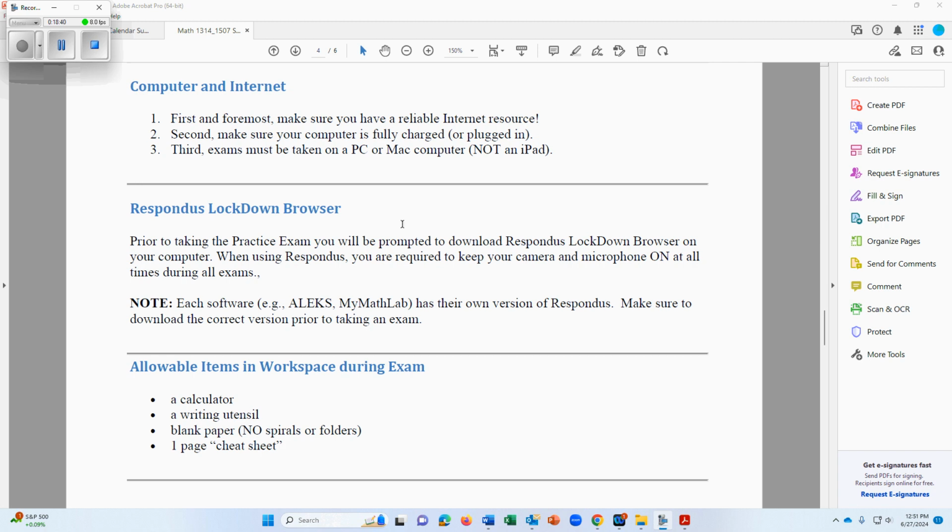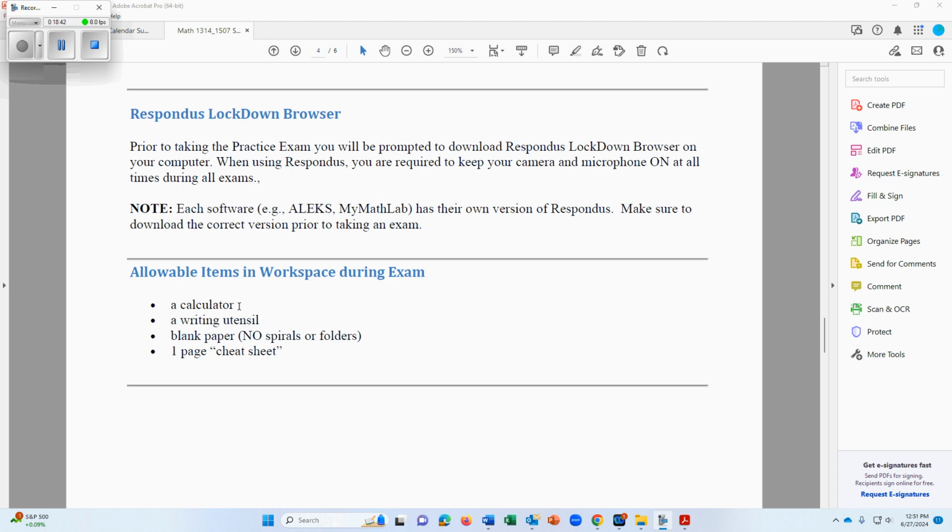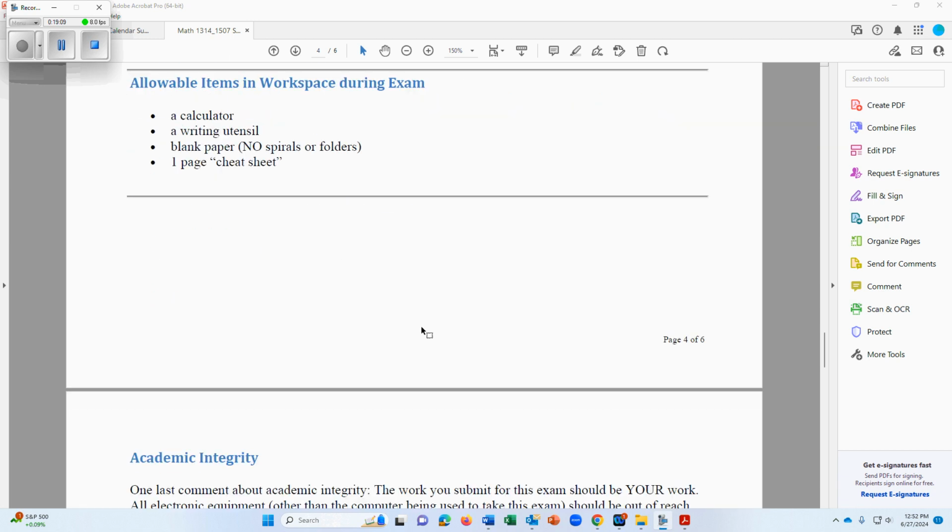everything set up properly. What do you need in your workspace? A calculator, a writing utensil, blank paper. Make sure you have plenty of paper, but no spirals or folders, okay? And then you can have your one-page cheat sheet. And so when you go through the protocol of checking in, you'll show your workspace. It's not really all that difficult, but I just want to make sure you've gone through the process prior to the first exam, so you'll know what to expect.